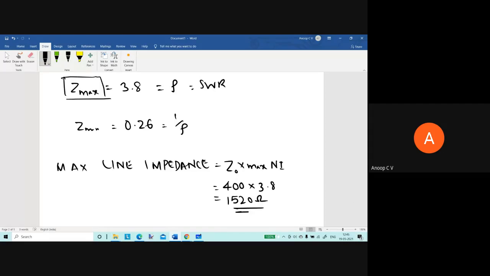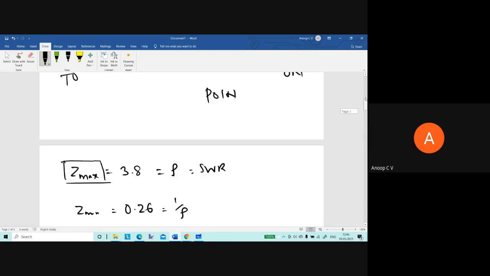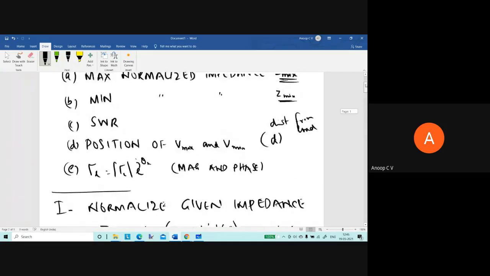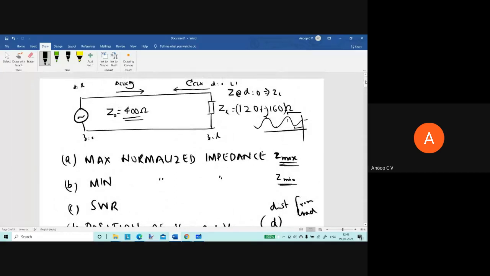So this is the maximum impedance. What is the meaning of that? If you move along the transmission line, ZL is a complex quantity, that is 120 plus j160 ohm. But when you move along, you will find the maximum impedance at some point, and that is 1520 ohm, which is purely resistive. It's not complex. That is the maximum impedance.